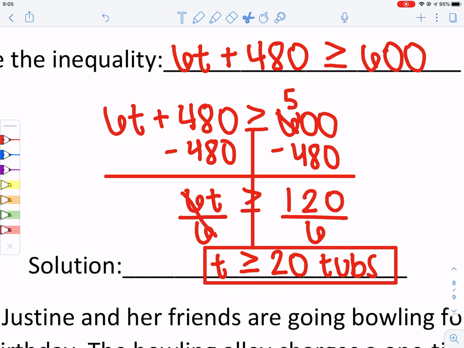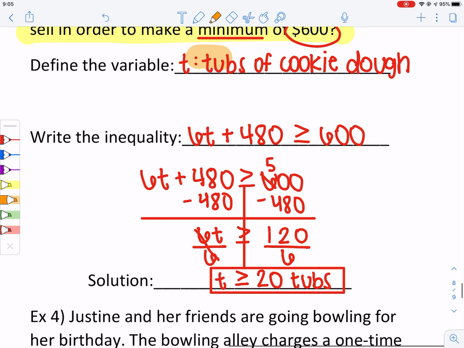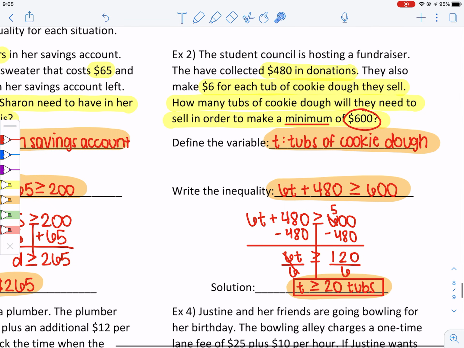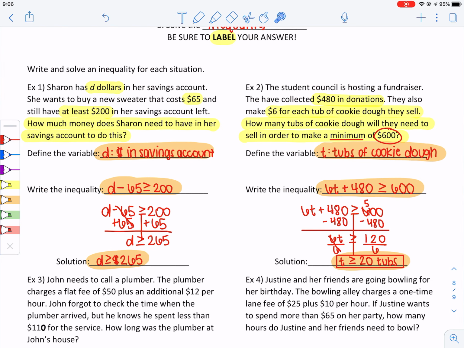Final answer. And again, these are 3-pointers. So 1 point for saying what your variable stands for, 1 point for your inequality, and then 1 point for your final answer. So in order to reach their goal, which is a minimum of $600, they could sell 20 tubs, or they could sell anything more than 20 tubs, but they cannot sell anything less than 20 tubs of cookie dough.